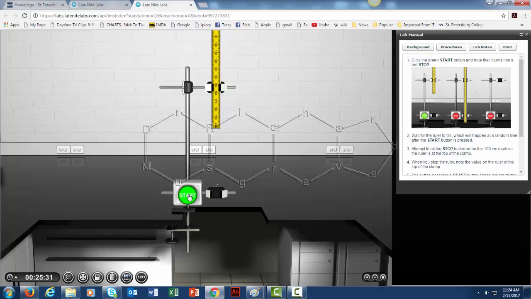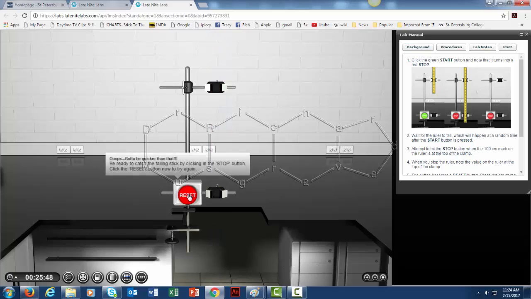But let's just hit the start button and see what happens. Now it's going to wait a little while before it drops, and that time is going to be random. So let's take a look at what happens when we just look at that. Eventually it's going to drop. There we go, it drops. Now I didn't stop it, so it just fell right through. I have to be quicker than that.